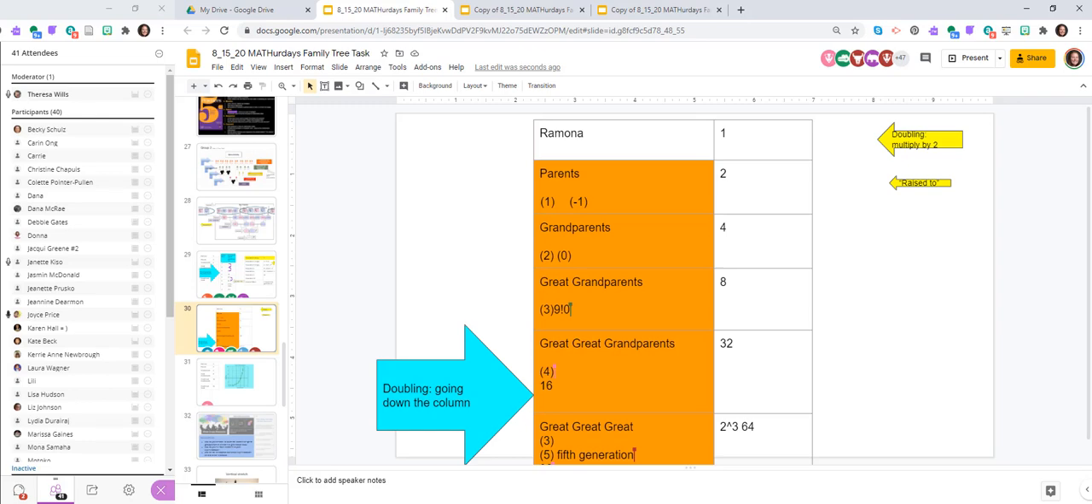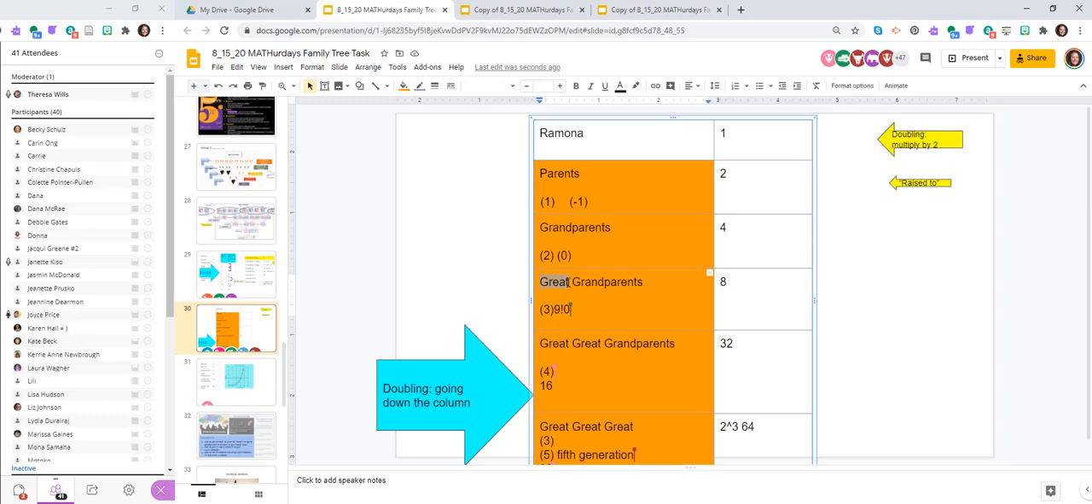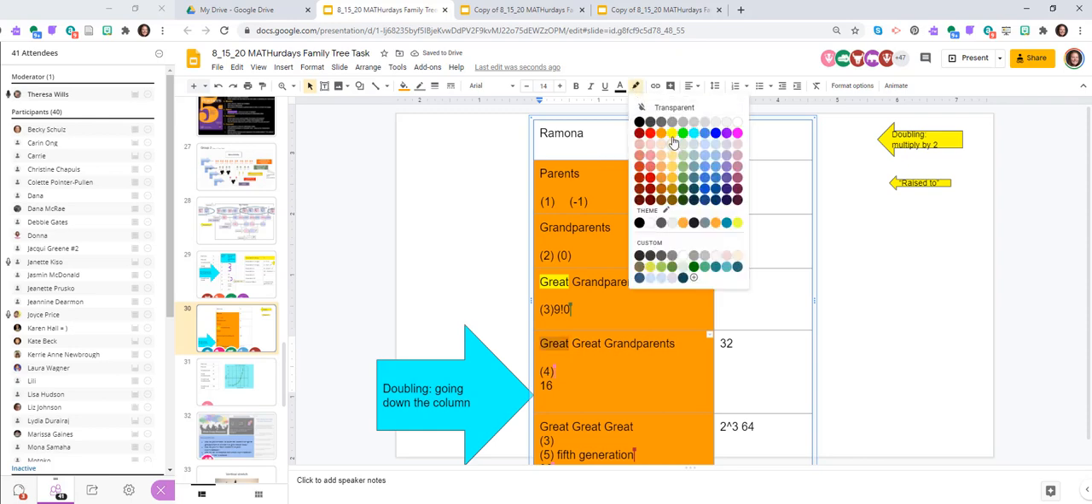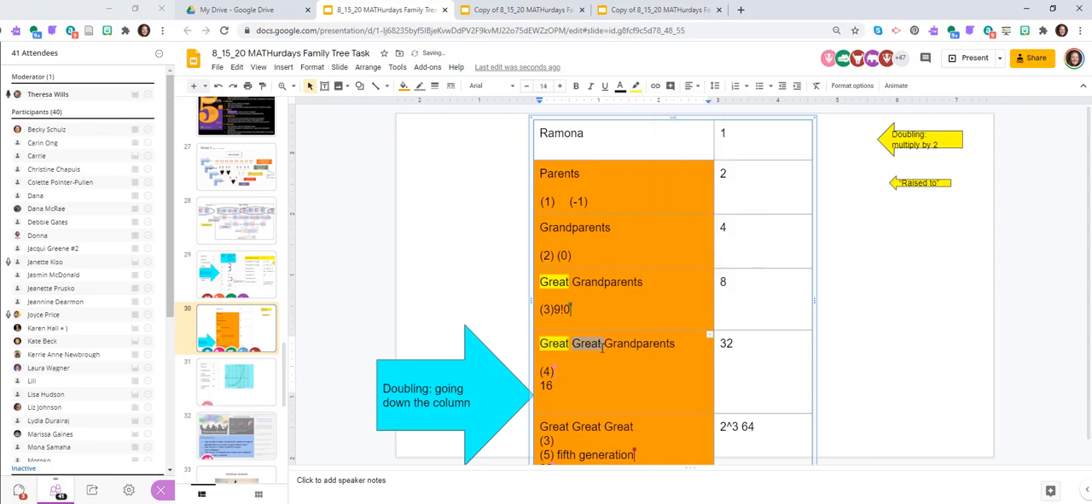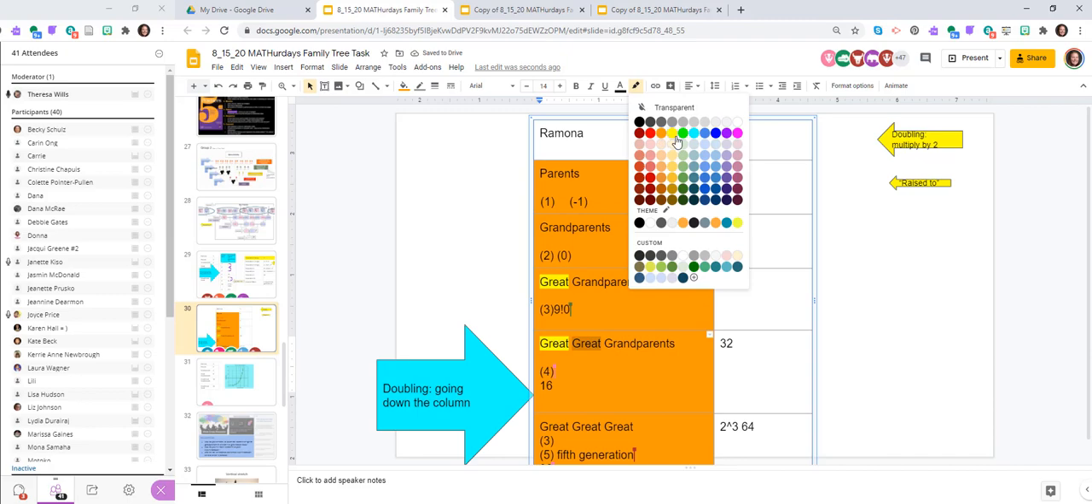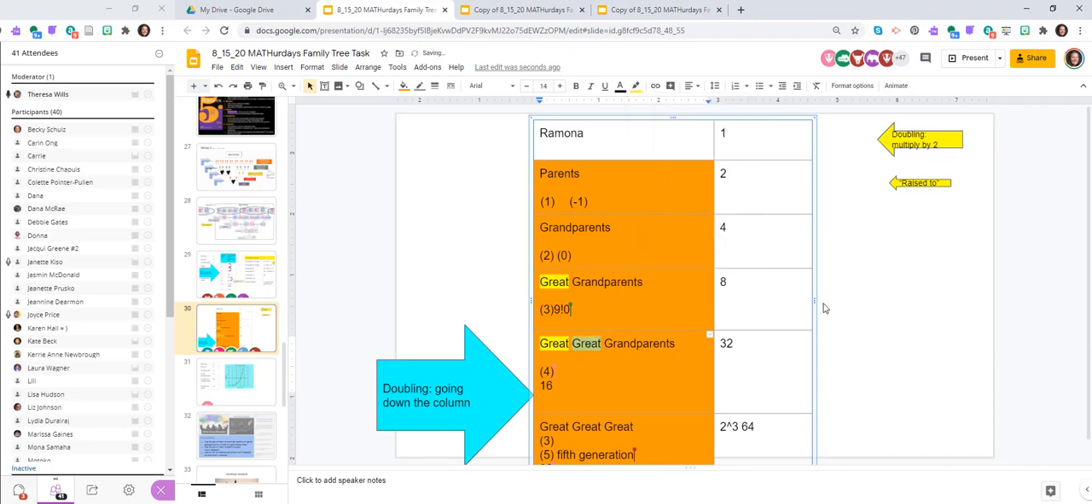I put -1 because I wanted my great to be to my first power. I wanted my great to be my first great. So in order to have great be the first, the parents have to be -1 and Ramona has to be -2. Ooh, so now we've redefined kind of our starting point. And that's going to make our equation look a little bit different.